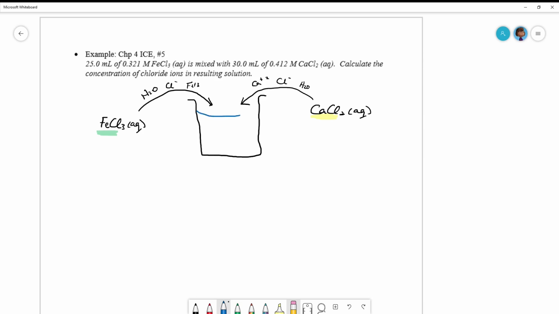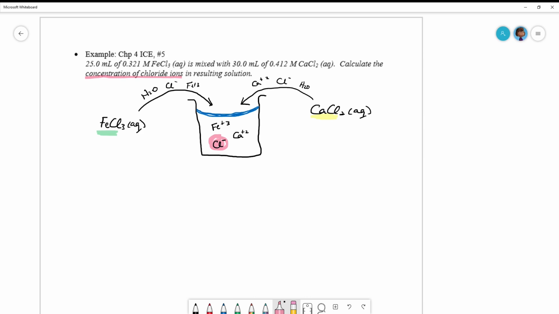Well, we end up with a solution which is mostly water with a bunch of different ions floating around in that solution. What ions are floating around in here? Well, we're going to have some Fe+3 cations floating around in here. We're going to have some calcium ions floating around in here. And of course, we're also going to have some chloride ions floating around in here. Now, of all the ions floating around in this solution, the ones that we're interested in are the chloride ions. And that's because the problem asks for the concentration of chloride ions in the resulting solution.